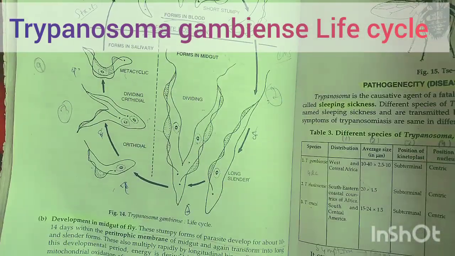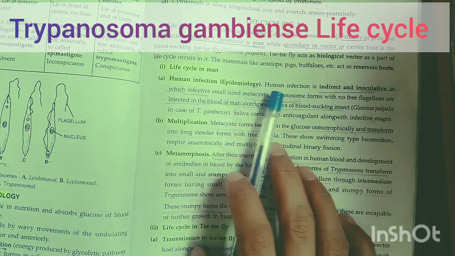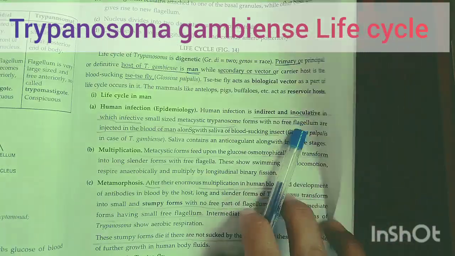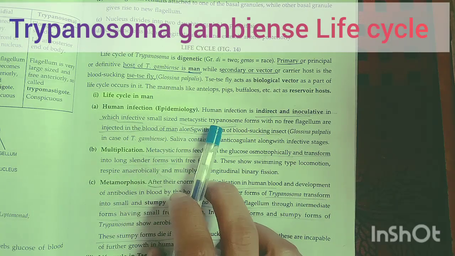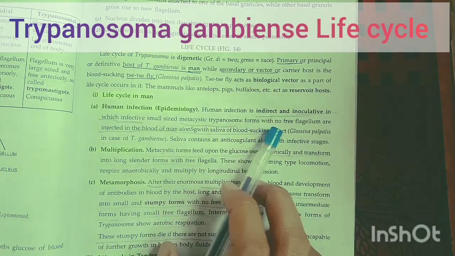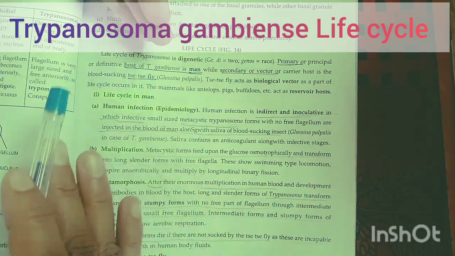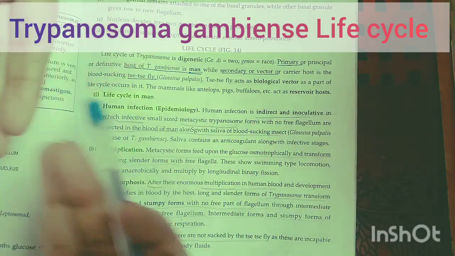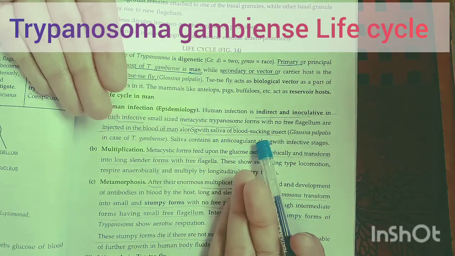Okay, structure is most important. So first of all, human infection will take place. Human infection will be indirect or inoculative, in which infective small-sized metacyclic trypanosome forms with no free flagellum are injected in the blood of man. So the free flagellum will be injected into the blood of man along with the saliva of the blood-sucking insect.